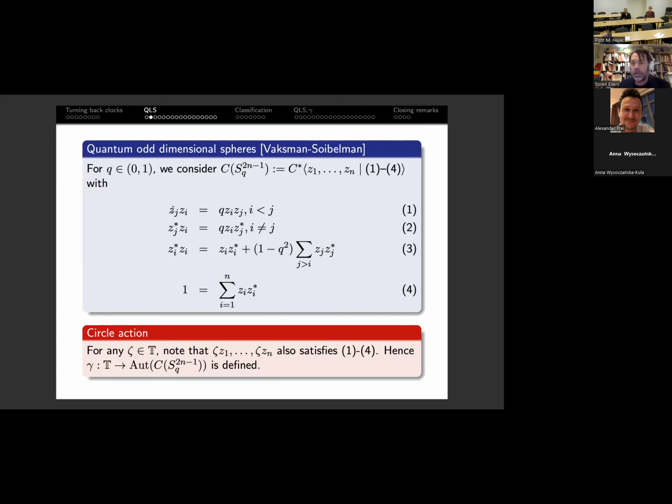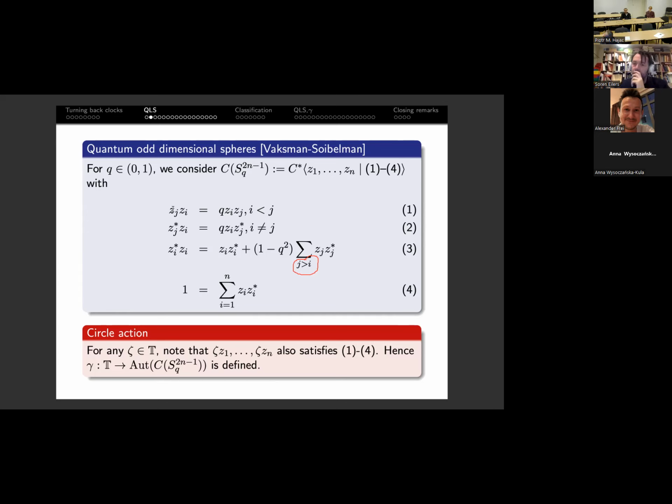Sorry, might I jump in for just a second? Yes. Because I think it's worthwhile to mention how to get even dimensional spheres. You see, if you look at this relation over here, you immediately realize that when I is the biggest, there is no J which is bigger. So Z with the biggest index is a normal operator. And when it's normal, you will not kill your C-star algebra by setting it self-adjoint.